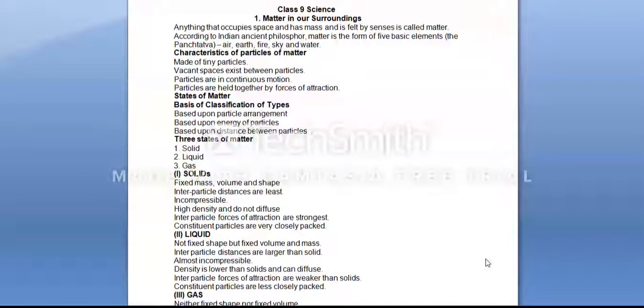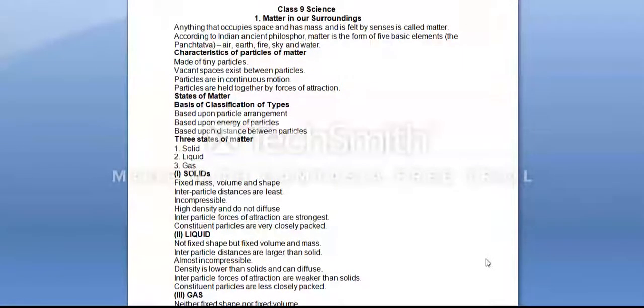According to ancient Indian philosophers, matter is made of five basic elements, the Panch Tattva: air, earth, fire, sky and water. Characteristics of particles of matter: matter is made of tiny particles. Vacant spaces exist between particles. Particles are in continuous motion. Particles are held together by forces of attraction.